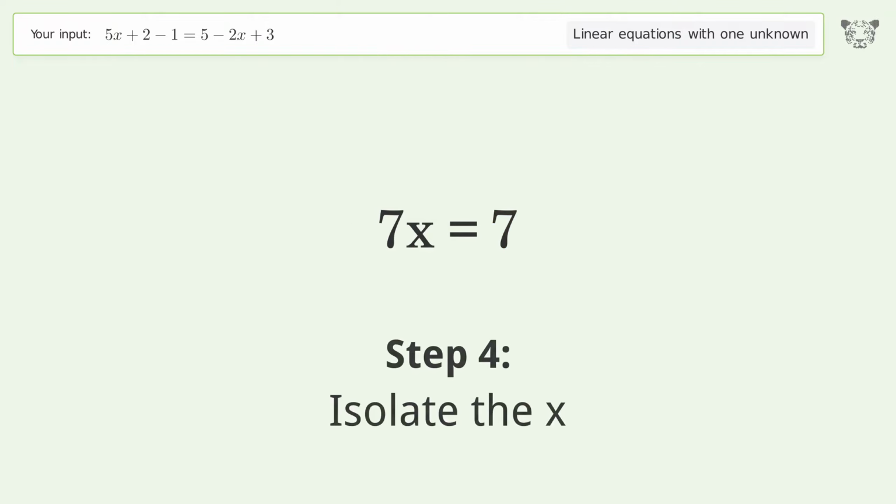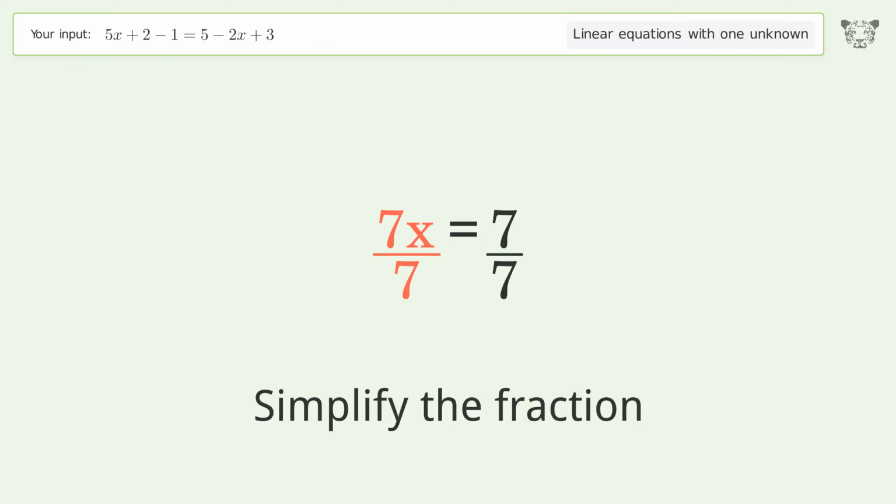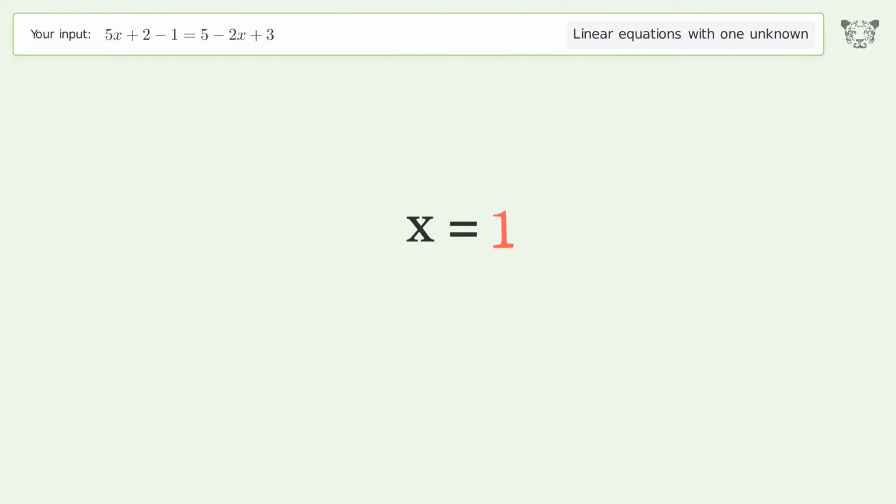Isolate the x. Divide both sides by 7. Simplify the fraction. And so the final result is x equals 1.